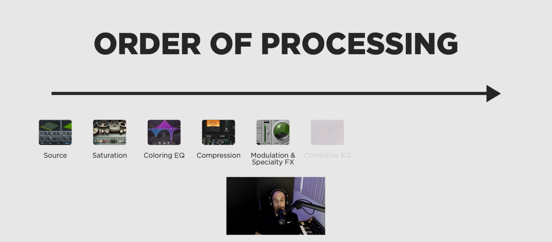Now, following this up is going to be another EQ. It's okay to have multiple EQs in one signal chain. This EQ we are going to call the corrective EQ. And what we're able to do is further sculpt the sound, right? You might have gained new frequencies from the modulation and specialty effects that came right before this. You could use another EQ to clean up.